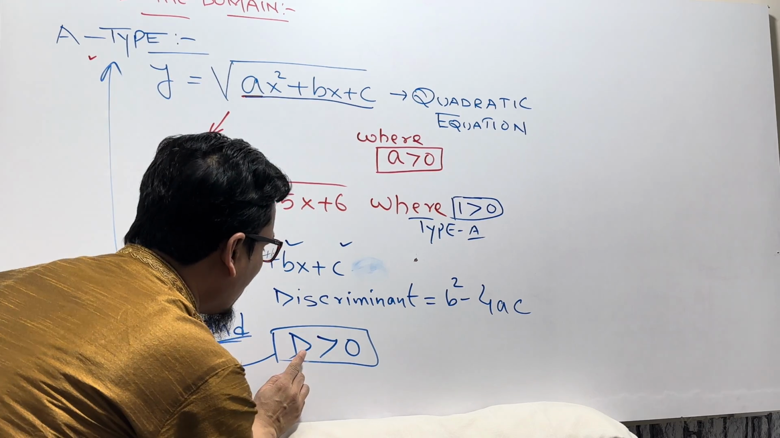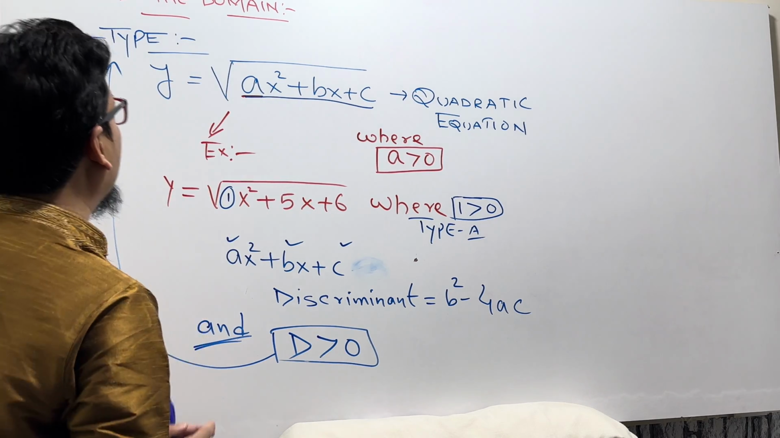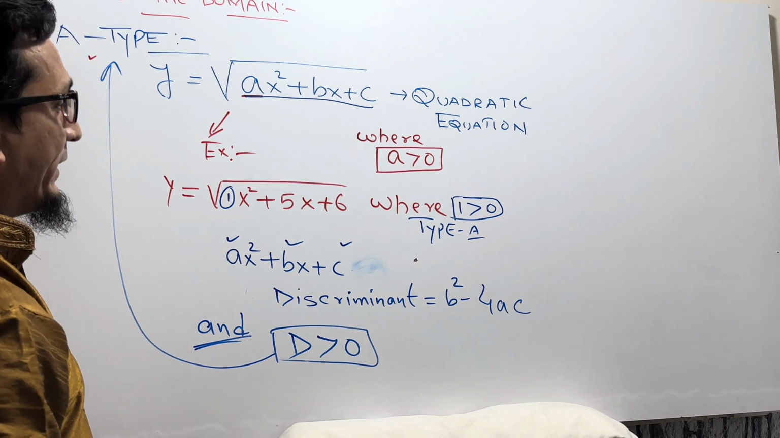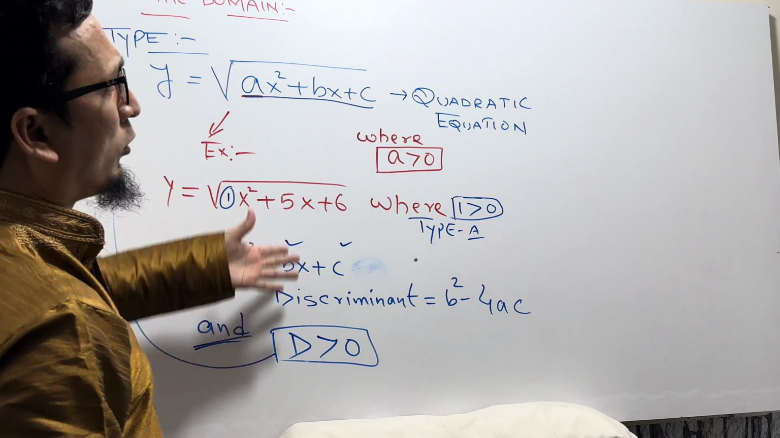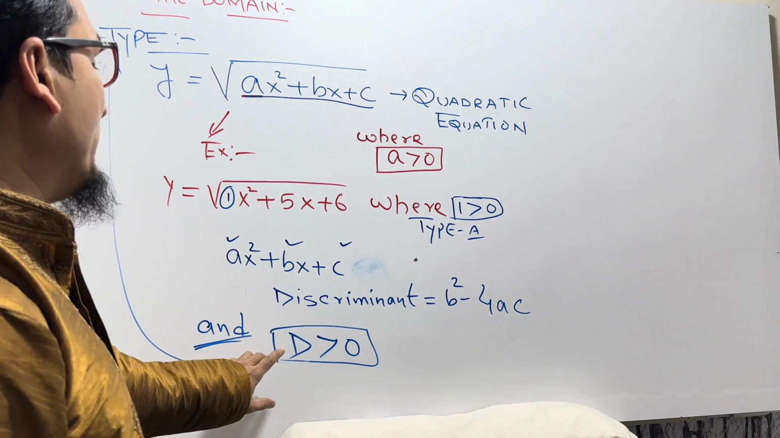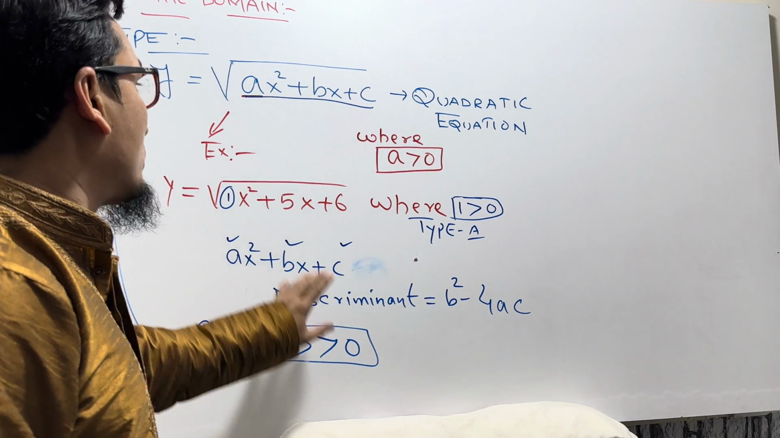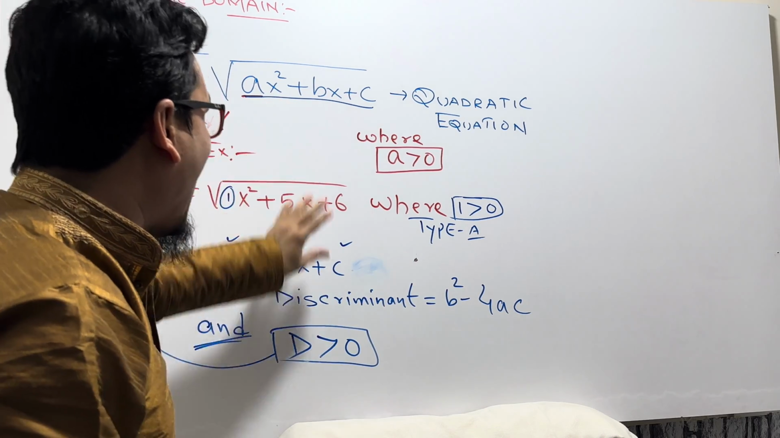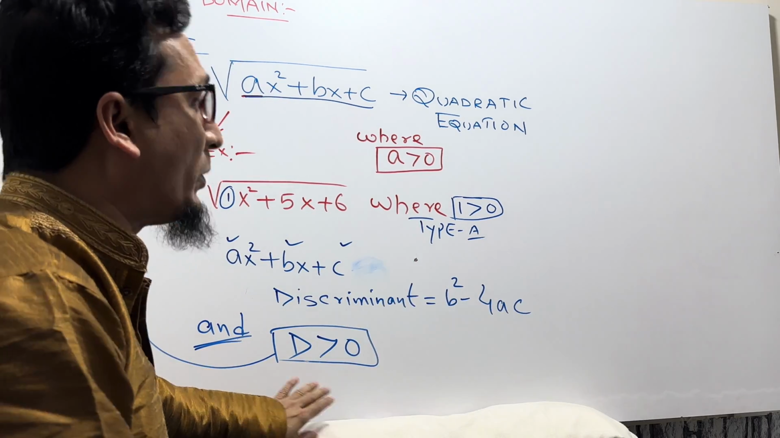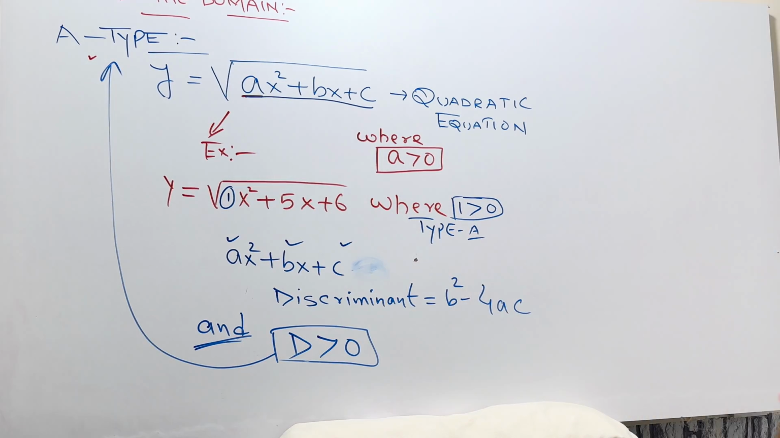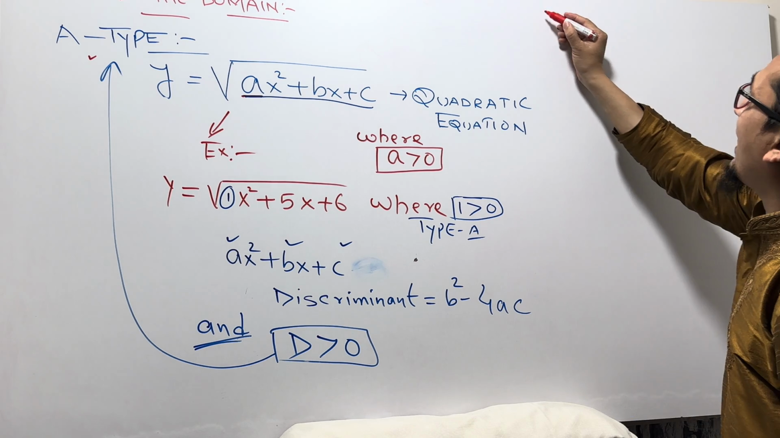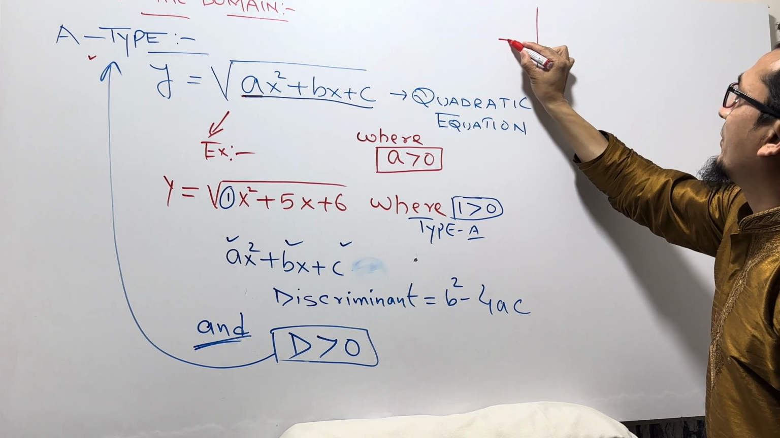So whenever you see the value of d is greater than 0, you have to understand such questions come under the category of type A. And we will tell you how to solve this question, right? This is very important: d is greater than 0. So whenever you have any quadratic equation inside the square root and the discriminant is greater than 0, then what you have to do, discriminant greater than 0 means if you have a quadratic equation, right?